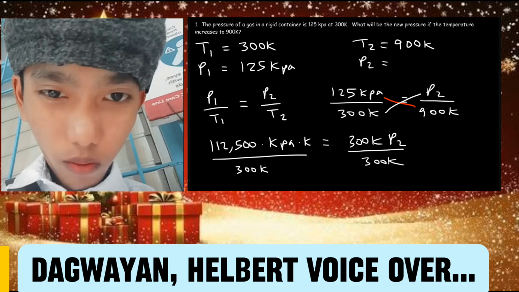So on the right side, all I have left over is simply P2. On the left side, the Kelvin units will cancel, which means the unit for P2 is going to be kilopascals. So 112,500 divided by 300 is equal to 375 kilopascals. So that's how you can use the formula to get this answer.